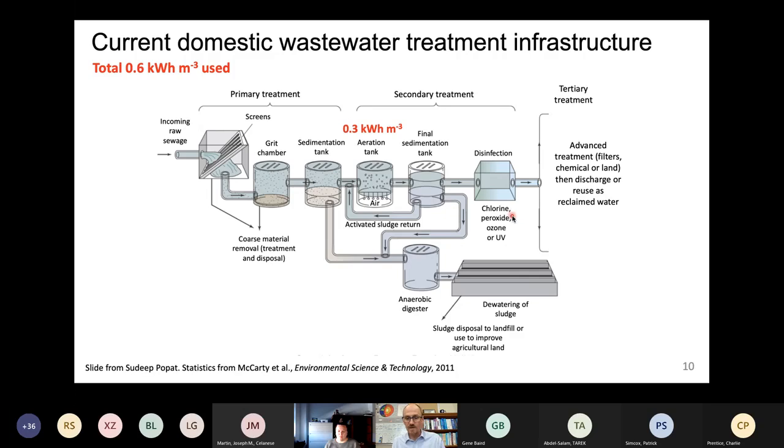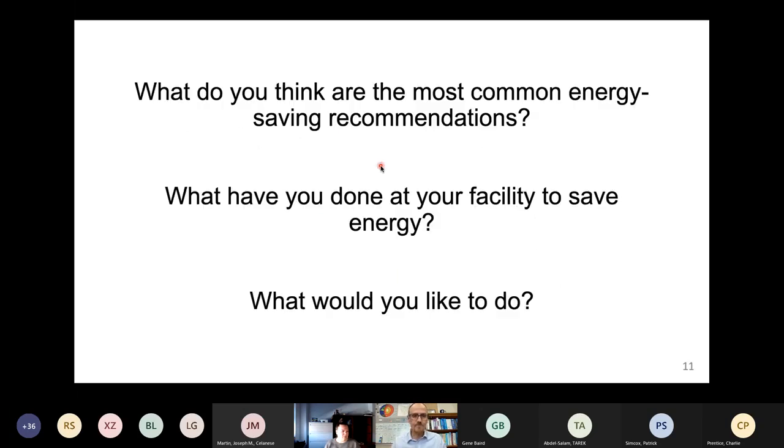You've got like chlorine peroxide or ozone over here for disinfection, for example. You might have an anaerobic digester. But the heart of the system is what we call secondary treatment, and it's taking 0.3 kilowatt hours per meter cube just to aerate the basin that's involved in that secondary treatment.